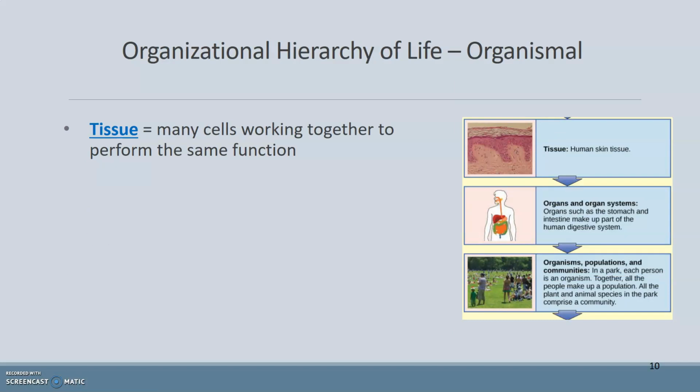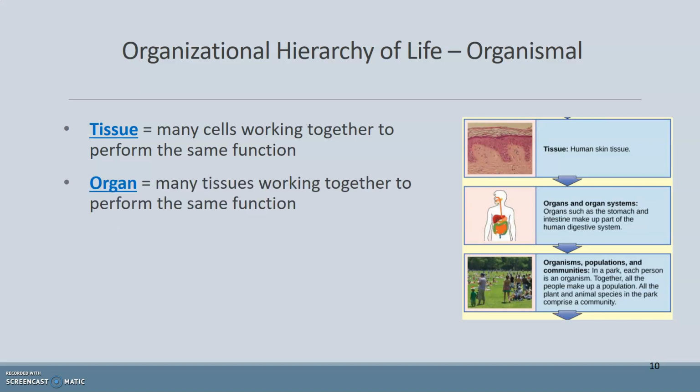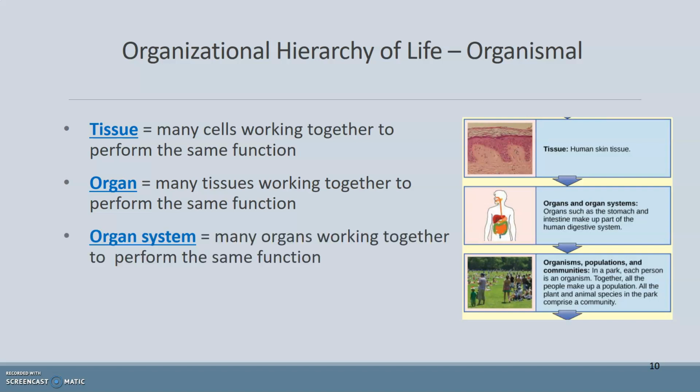And then we can move up even further in complexity. And instead of a group of organelles working together to create this structural unit of a cell, we can then put many cells together and have them work together to perform the same function. And that's what's known as a tissue. We can do the same thing again with tissues and have them work together to perform the same function. And that's what's known as an organ. We can put multiple organs together and have them work to perform the same function. And that's what's known as an organ system.